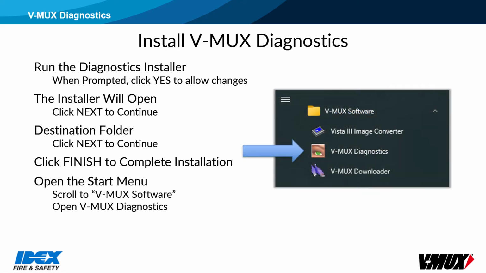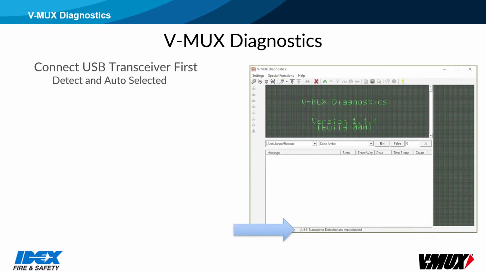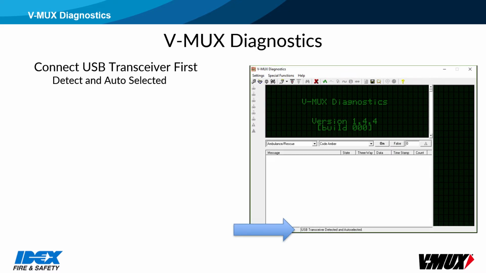The transceiver should be plugged into the computer before opening diagnostics. Click the Windows icon, in the lower left corner of the screen, to open the Start menu. Scroll down to V-MUX Software, and open V-MUX Diagnostics. Transceiver detected and auto-selected should show at the bottom of the window.